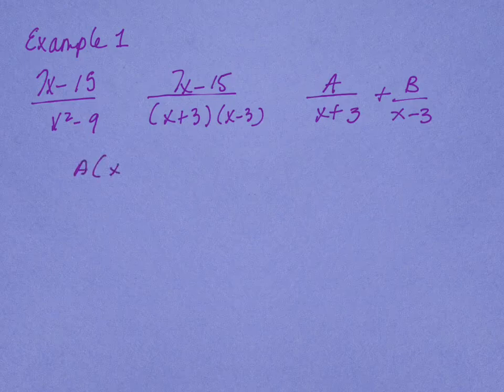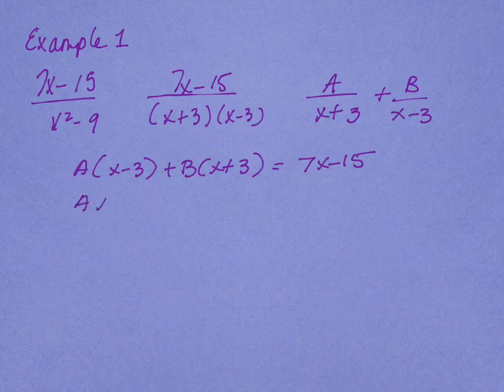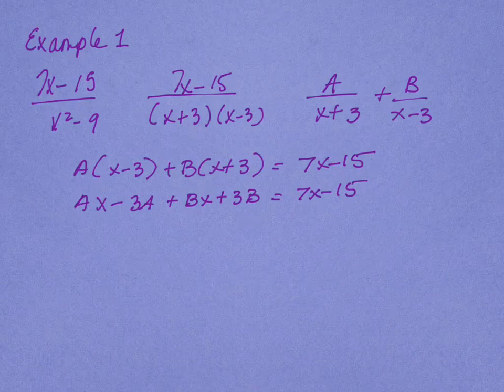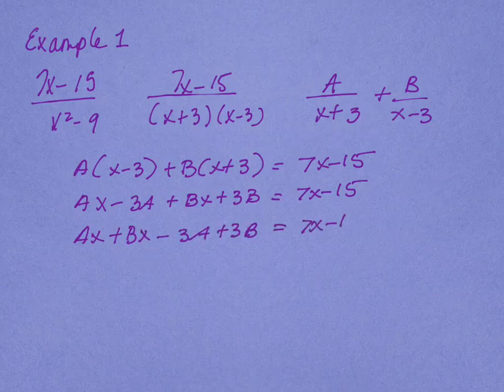A times x minus 3 plus b times x plus 3 has to equal 7x minus 15. So let's multiply out the left side. Ax minus 3a plus bx plus 3b is equal to 7x minus 15. So get your x's together: ax plus bx minus 3a plus 3b equals 7x minus 15.